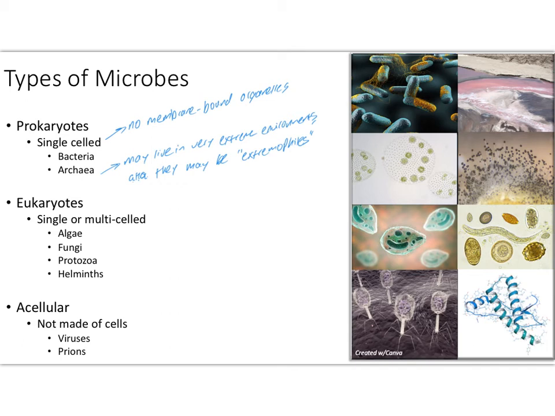So moving on to eukaryotic microbes, obviously there are eukaryotic organisms that are not microbes, things like people, things like animals, things like plants. Those are all eukaryotes, but they are not microbes, and we don't tend to study them in microbiology as a result. So when we talk about eukaryotic microbes, we have 4 categories. We have the algae, the fungi, the protozoa, and the helminths. Eukaryotes can either be single-celled or multi-celled, and they do have membrane-bound organelles.